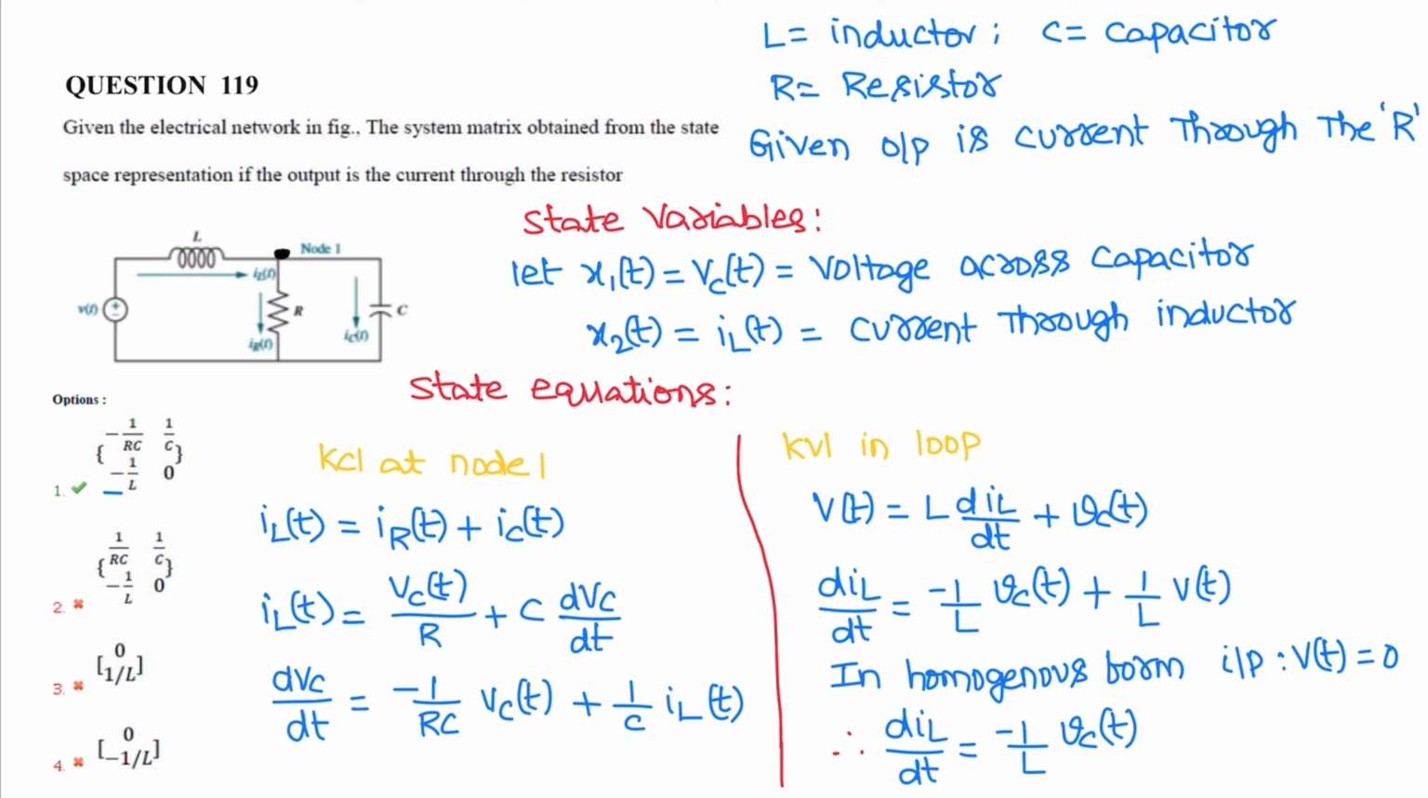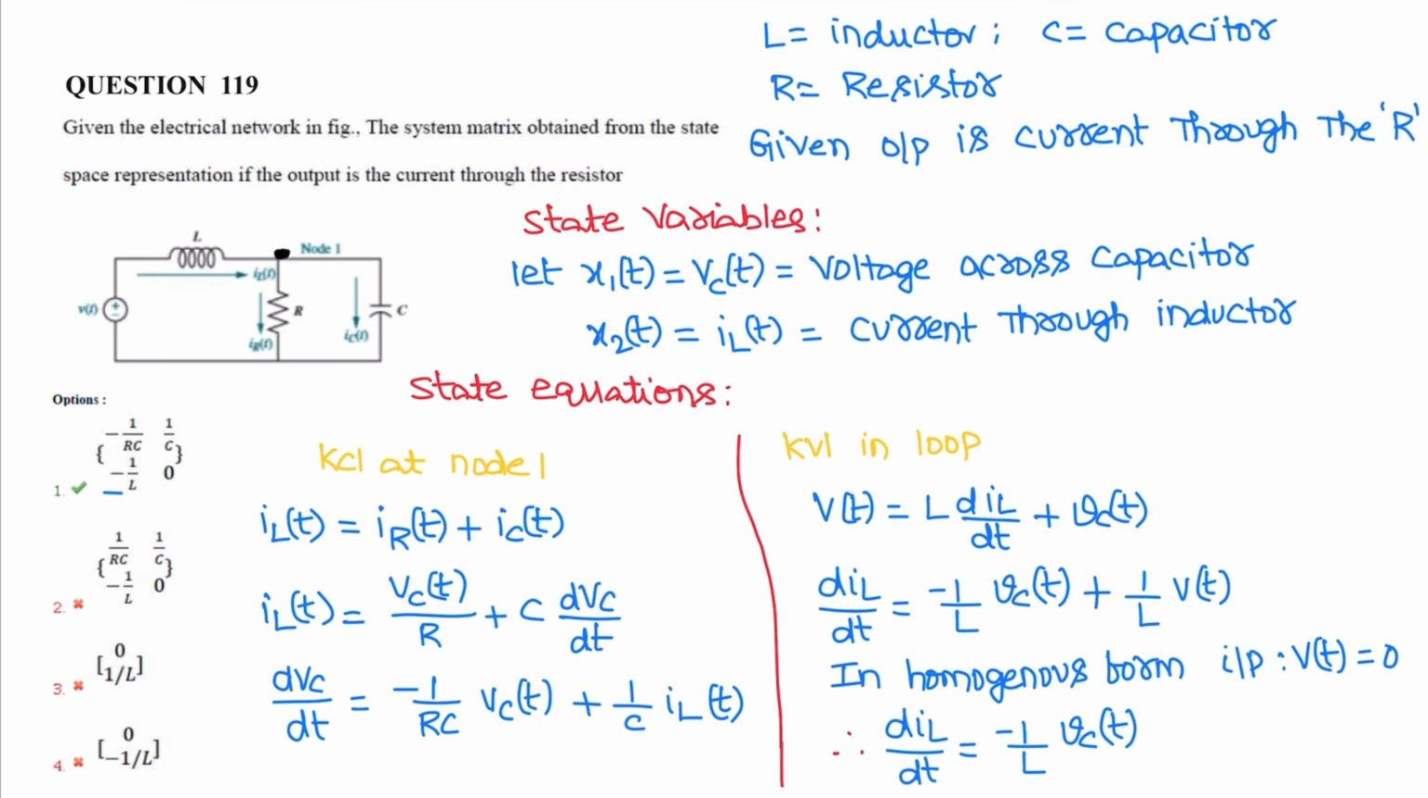Next is KVL in the loop. To find the next state equation, write KVL in the loop. So V(t) = L dIL/dt in the complete loop plus Vc(t). Again, in the homogeneous form, the input is treated as 0. From this we get dIL/dt = minus 1/L Vc(t). These two are the state equations.